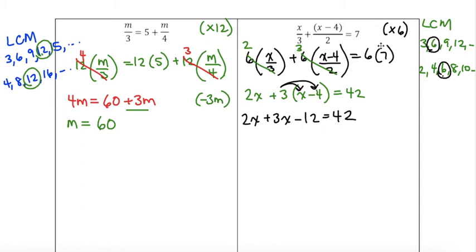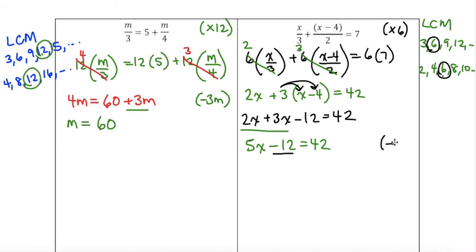So I've gotten rid of my fractions in this first step, and then I apply the distributive property in the second step. Now I want to collect any like terms. So I have 2x terms on the left-hand side. So 2x plus 3x is 5x. So I have 5x minus 12 is equal to 42. So I've just simplified that left-hand side. From here, I want to get rid of my constant term. So my constant term that's on the same side as my variable is negative 12.